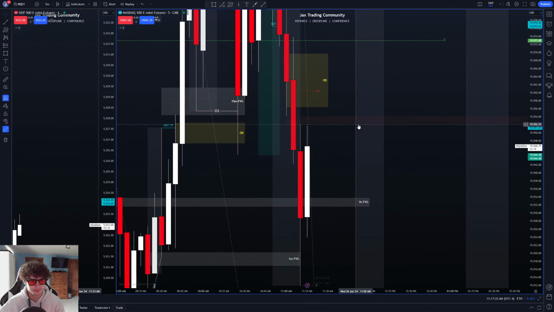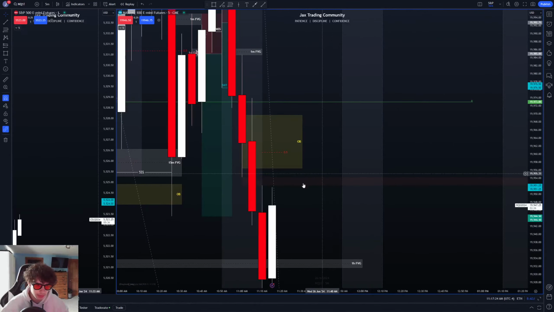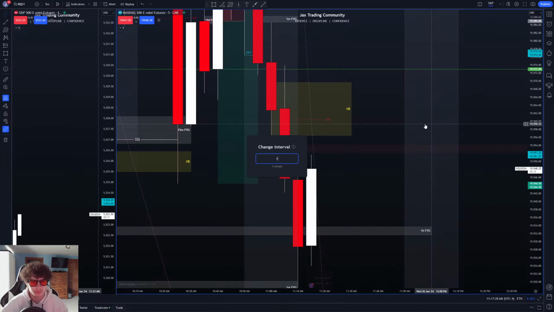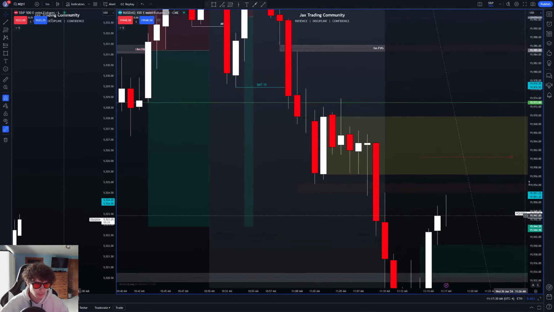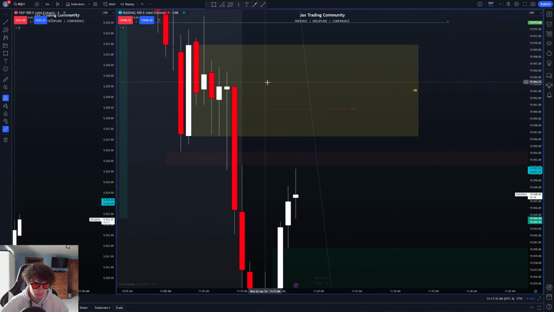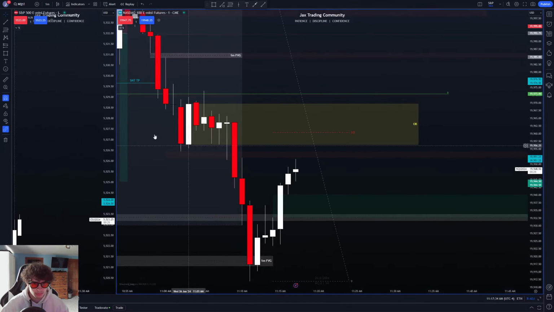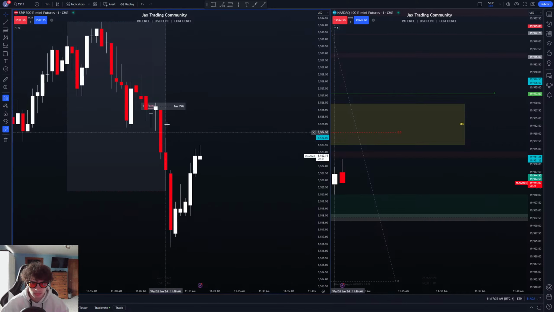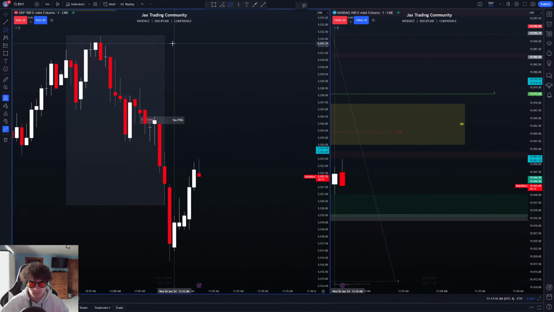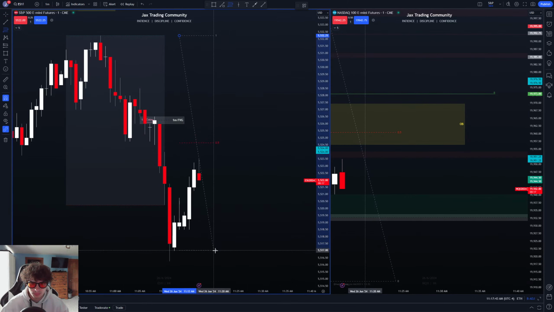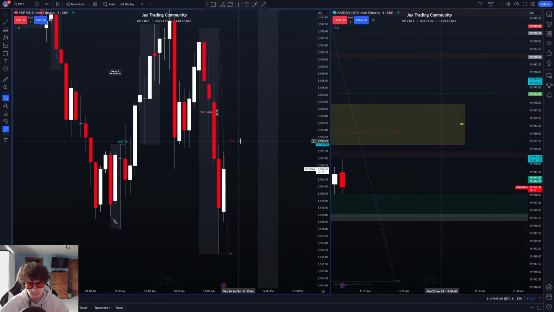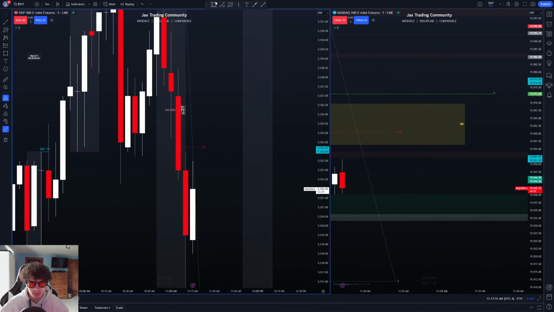It's a 5 minute. There's a 5 minute here too. We could just react off this 5 minute because we don't have to retrace into premium. This is a really nice ES setup.